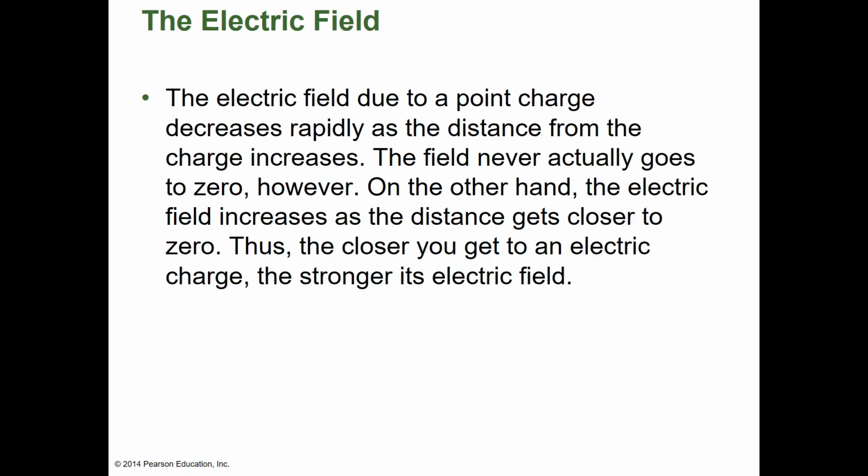Here's some examples. The electrical field due to a point charge decreases rapidly as the distance from the charge increases. The field never actually goes to zero. That means that the electrical field from a single charge goes out to infinity. It will pull and push on something on the opposite side of the universe. But it's almost zero, but not ever equal to zero. And also, as you get closer and closer to it, it goes to infinite.